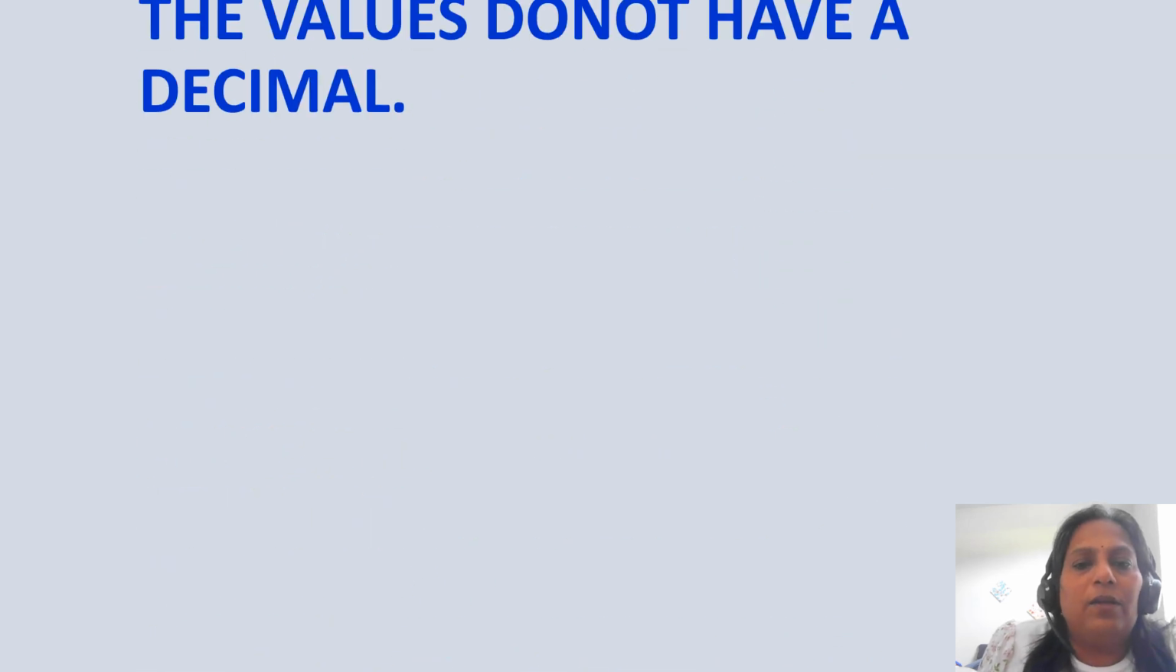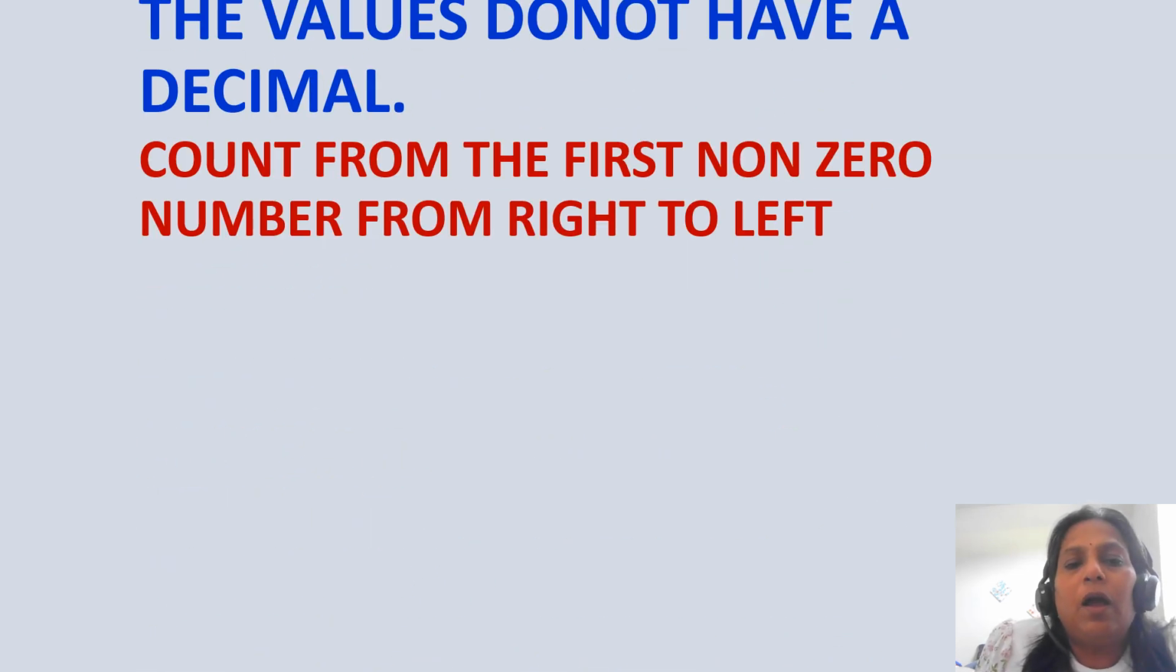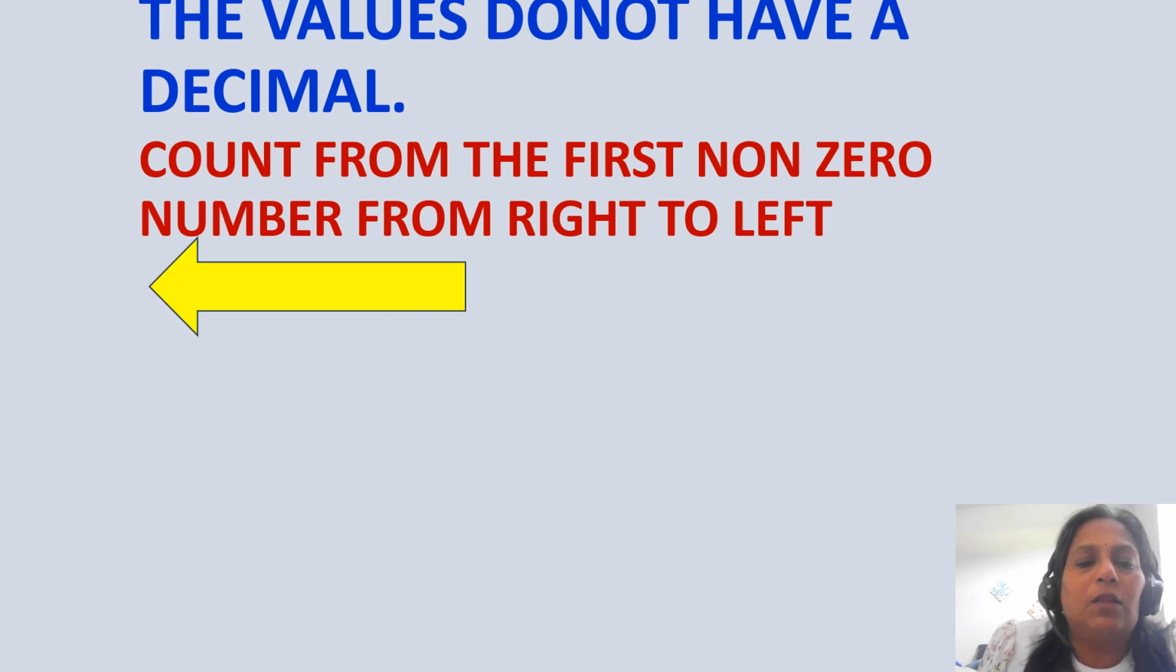Now time to check out rule number 2. The second rule is for values that do not have a decimal point. What do I do here? I start counting from the first non-zero number from right to left. So it's the other way around.